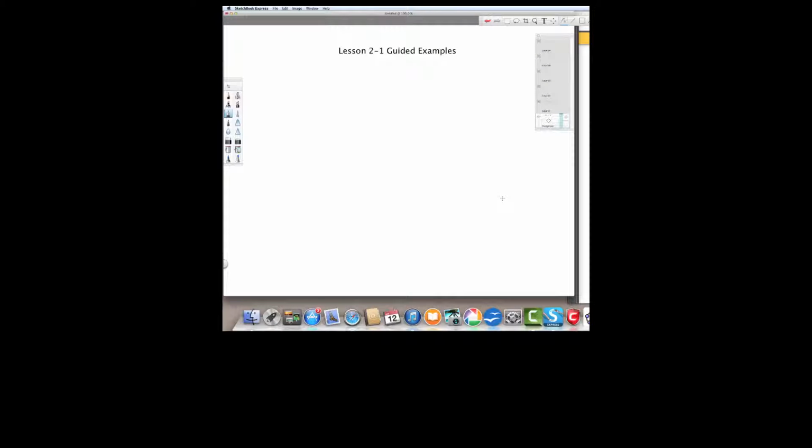Okay, let's take a look at some guided examples for lesson 2-1. I'm going to go ahead and run through these. Again, these are not in the book. You have examples in the book that are similar. You can look at those. Those are good examples of how to show your work related to this kind of math. These should be in your notebook.